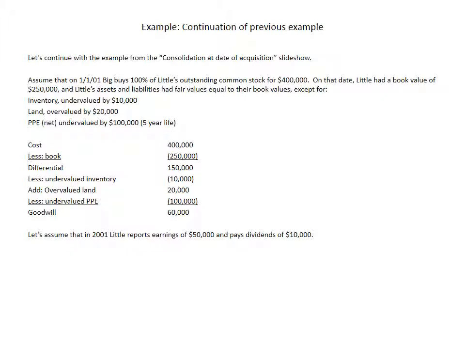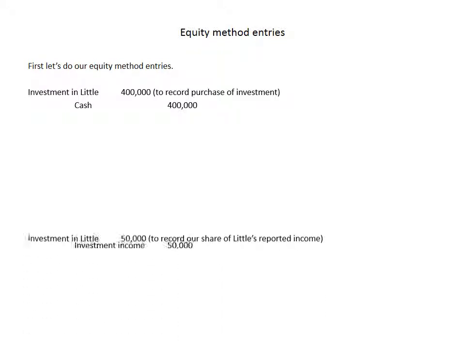Let's assume by the end of the year, Little reports earnings of $50,000 and pays dividends of $10,000. Let's run through our equity method entries. First, we need to record our purchase of the investment, again, so a debit to investment in Little for $400,000, the cost of our acquisition, and a credit to cash.